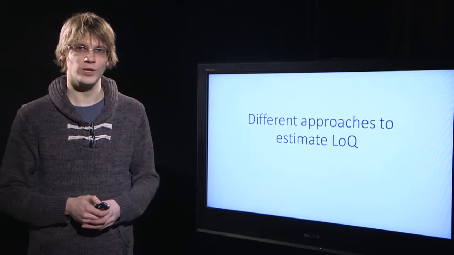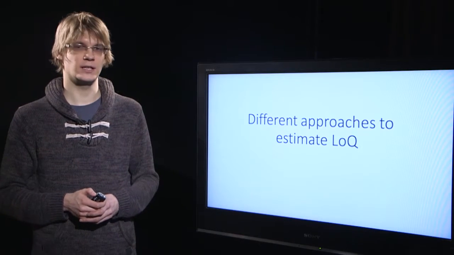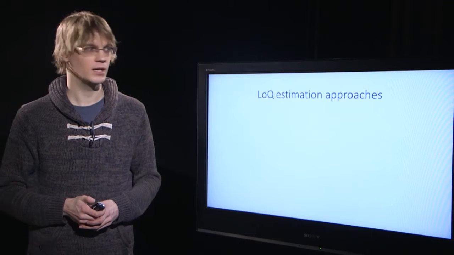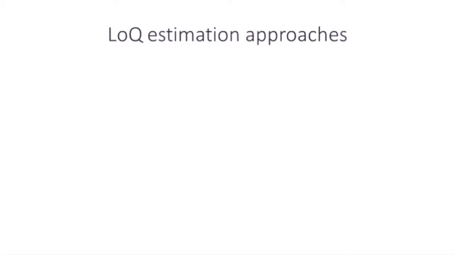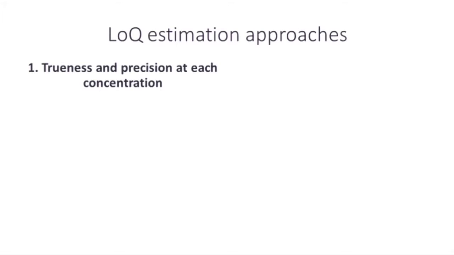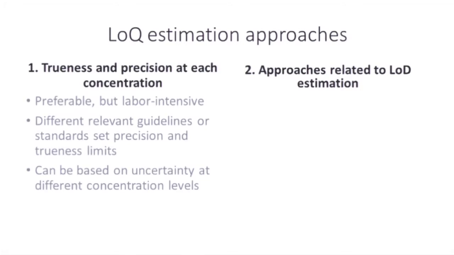In this video, we will talk about estimating limit of quantitation. So generally, limit of quantitation approaches can be divided into two groups. First group is where trueness and precision are estimated at different concentrations. And the second group is where estimating limit of detection is related to estimating limit of quantitation.